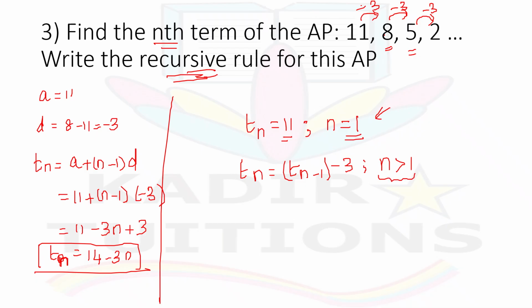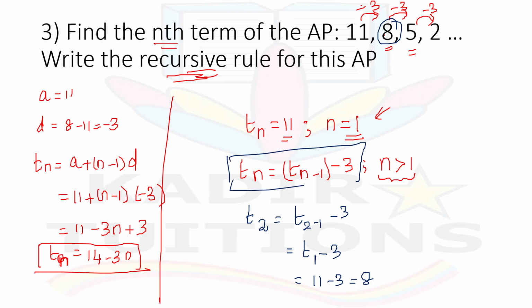So n equal to 2 means what you will be getting? Just we will have one verification. So it is going to be T2. What is T2? T2 is T2 minus 1 minus 3. What is T2 minus 1? It is the previous term, which is T1 minus 3. We know already what is T1, right? 11. 11 minus 3 equal to 8. Yes, right? Over here 8 only, no? So this is how we are framing the recursive formula for the given AP.